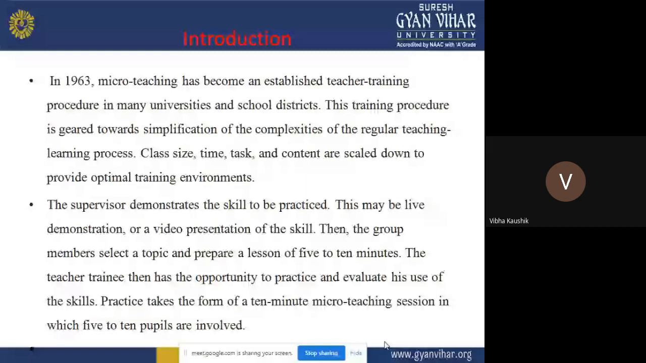In 1963, micro-teaching became an established teacher training program. It is a procedure that helps give teachers training in many universities and school districts. This training procedure is geared towards simplification of the complexities of regular teaching. Micro teaching has been used as a procedure to reduce the complexities of the regular teaching-learning process.